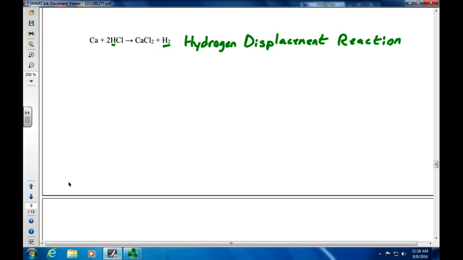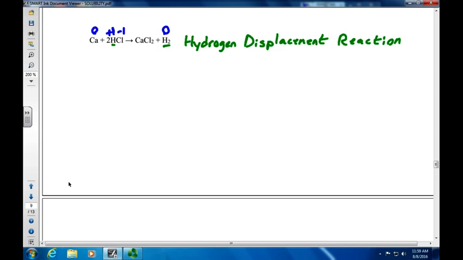Next, let's go ahead and assign our oxidation states. So calcium all by itself is going to have a 0. Likewise with diatomic hydrogen, it's going to have a 0. So now we just have to assign everything else. We know that hydrogen, whenever attached to a nonmetal, is going to have a +1. So that means that in this case, chlorine has to be a -1.